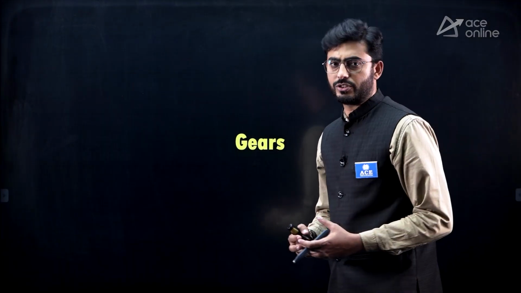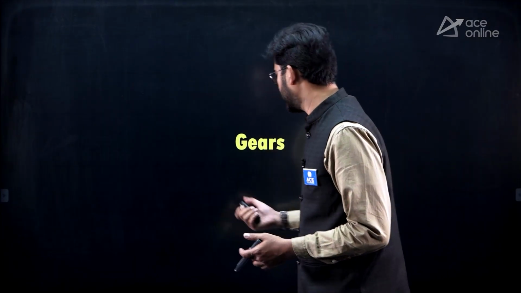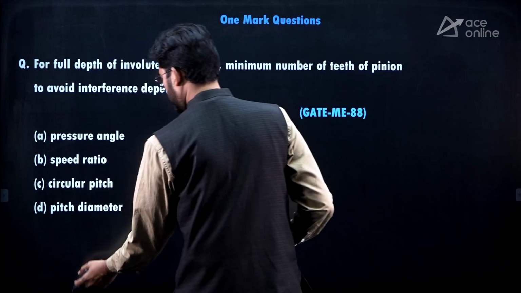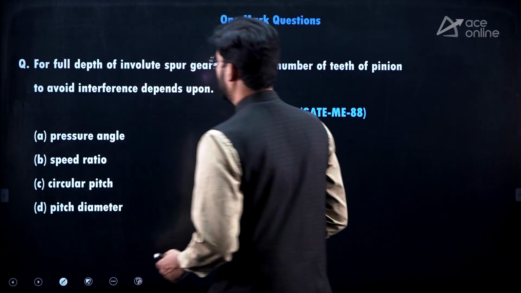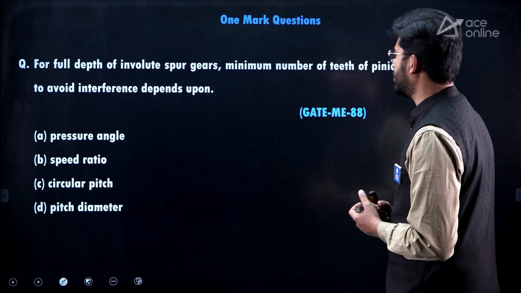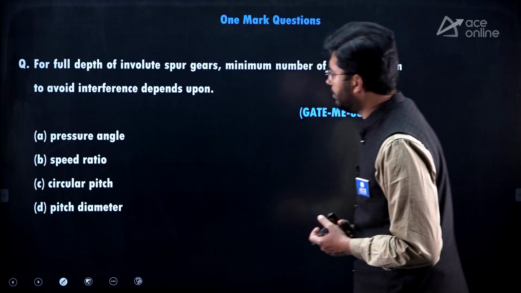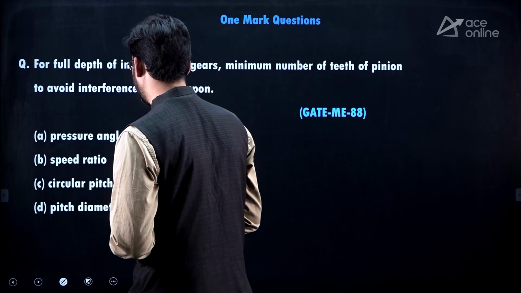Let's see the previous year questions before 2000 from the chapter gears. So here is the first question. For full depth of involute spur gear, the minimum number of teeth on pinion to avoid interference depends on dash.